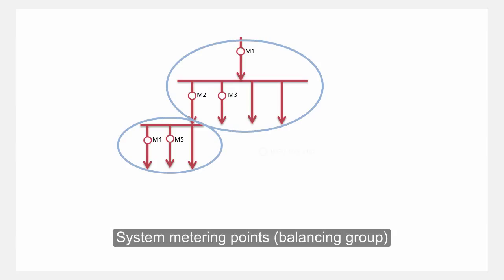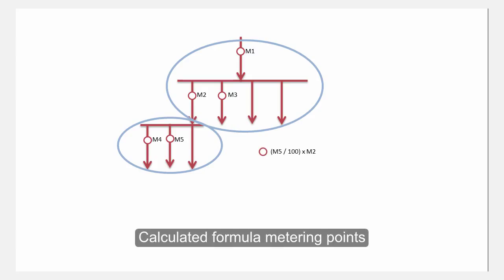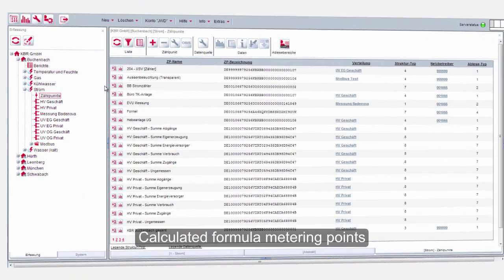The software specifies these system meter points independently when creating a location, a medium or a distribution. These meter points are not taken into account for the meter point license. There is, however, a meter point type which does not depend on the supply structure or cannot be allocated to it. The calculated formula meter point. In this video, I wish to explain this meter point in greater detail.